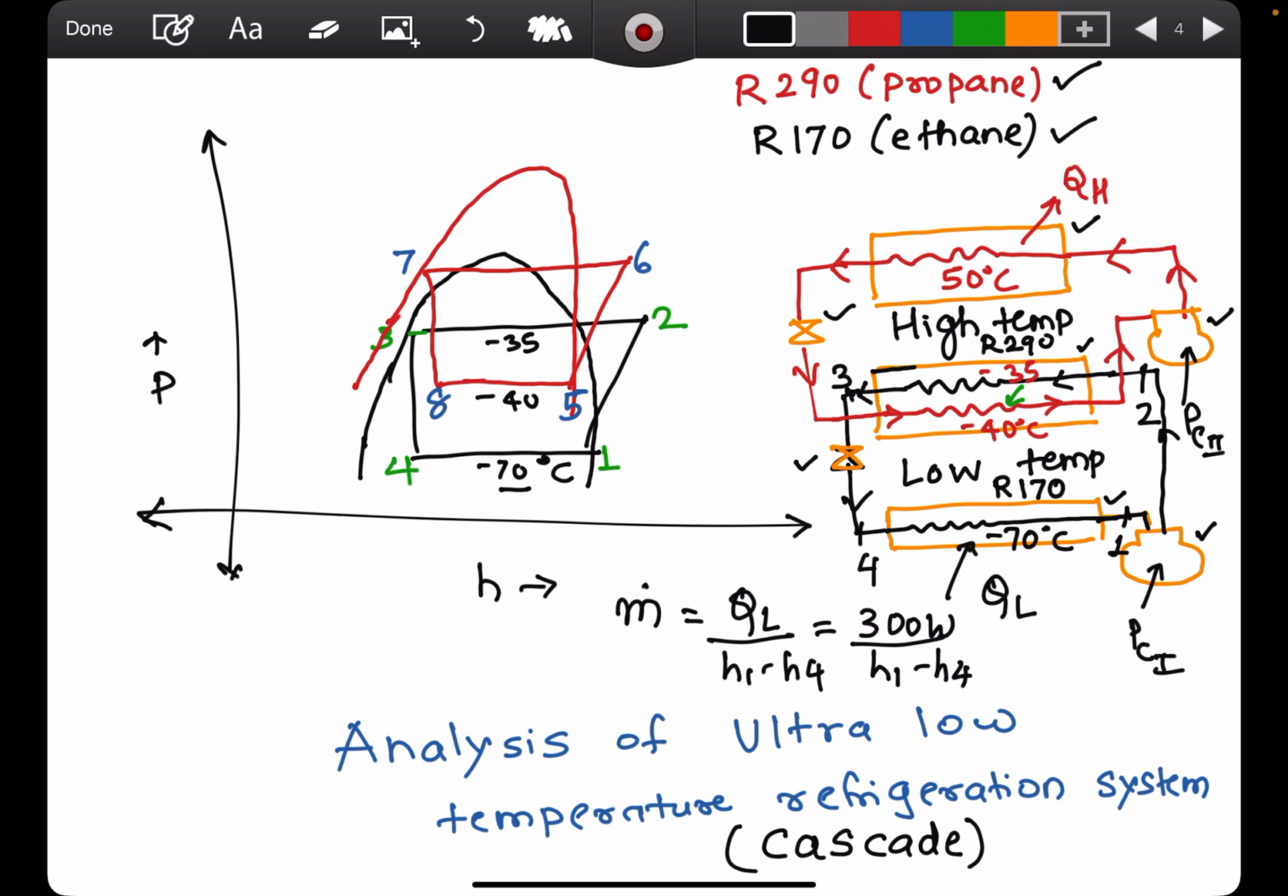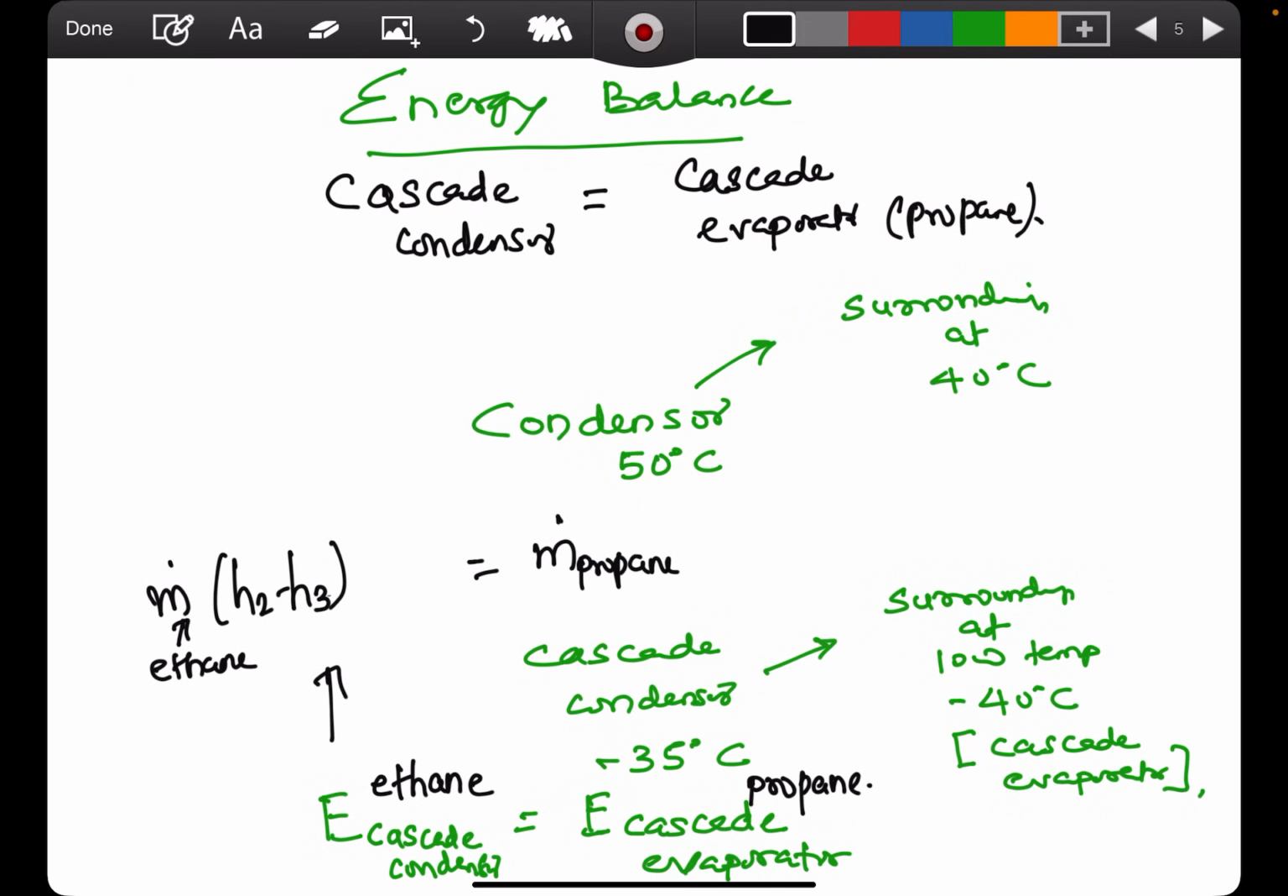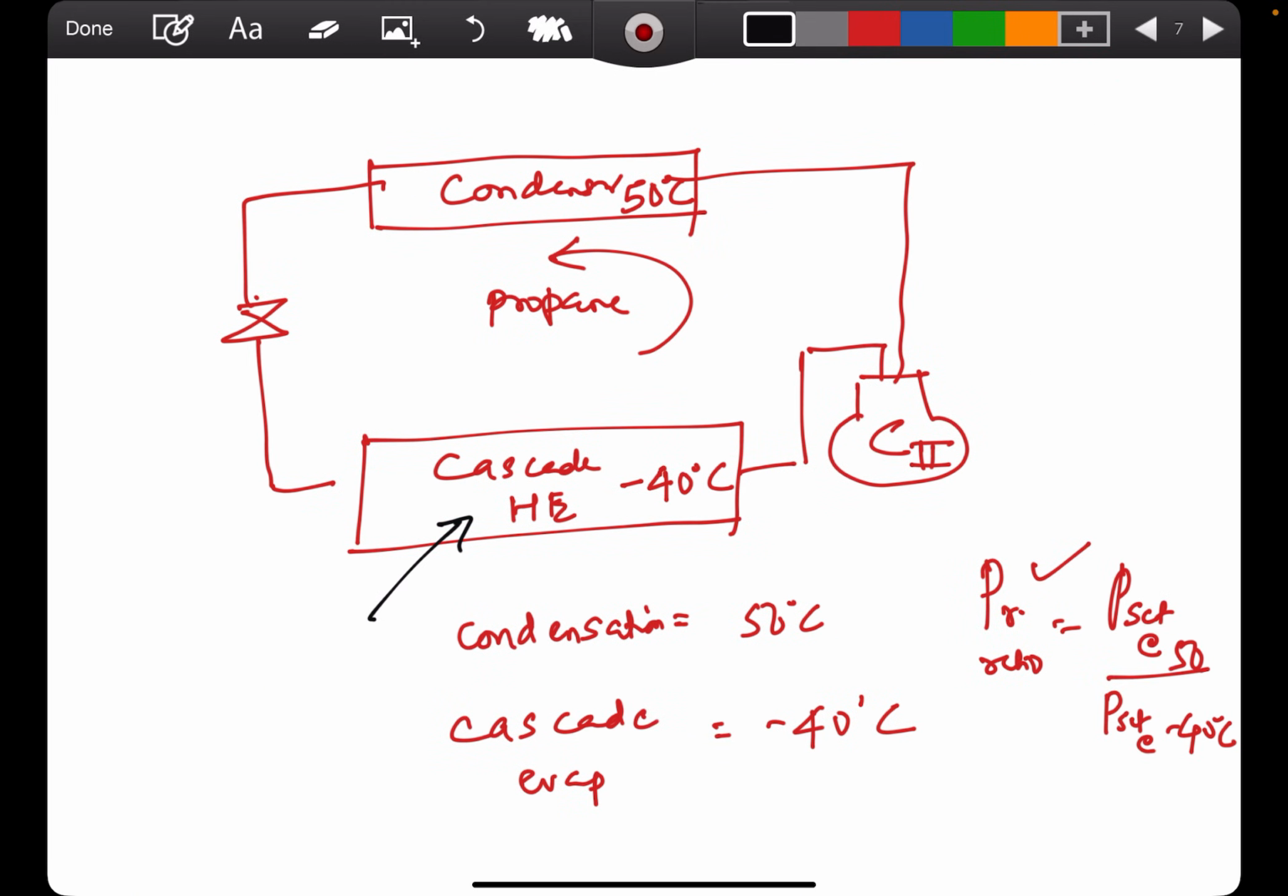So if you look at the diagram carefully, you will find that what is happening here is this is 5, this is 6, this is 7, this is 8.